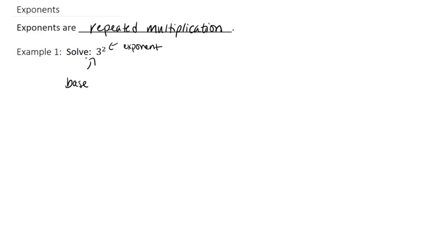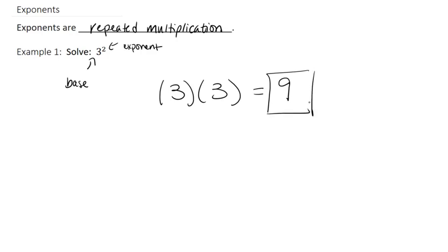So now let's go ahead and solve this problem. When we have 3 raised to the second power, it's saying that we have 2 copies of the 3. So we are multiplying 3 times 3 to give us 9. So this would be the solution to this problem. So let's do another example.